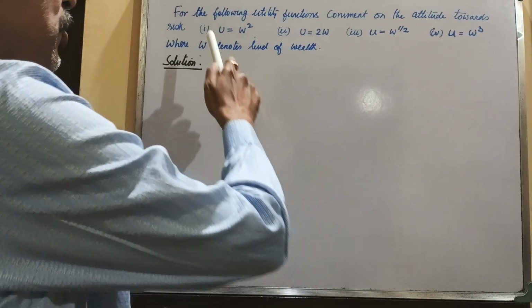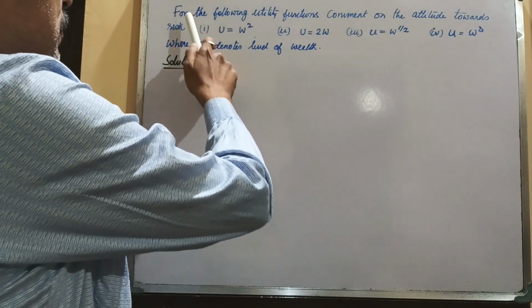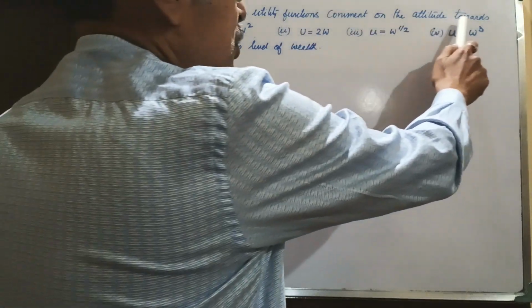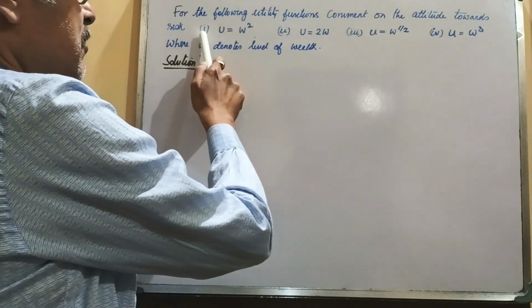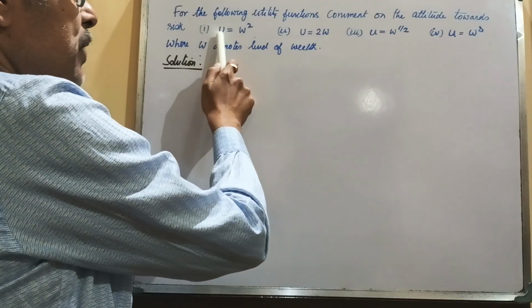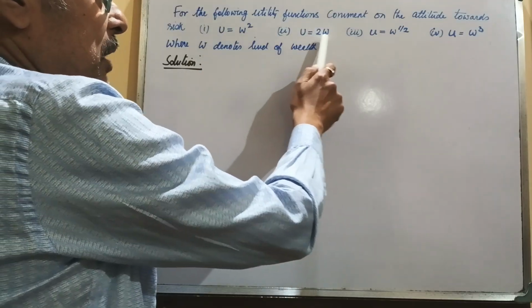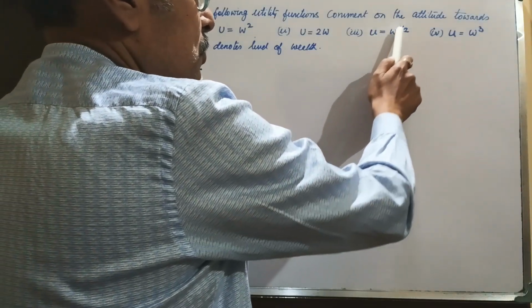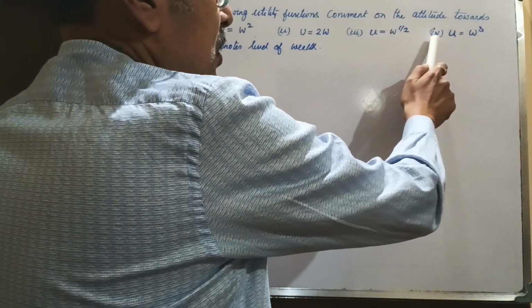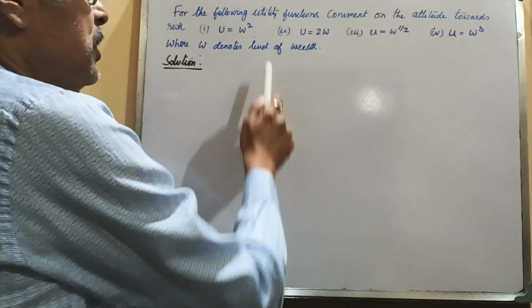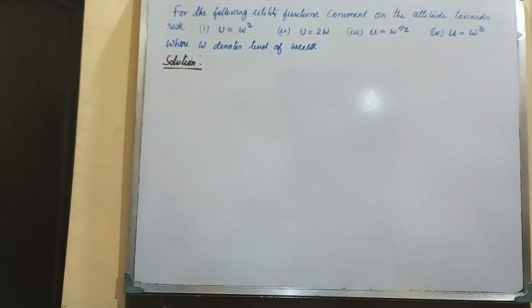Hello, in this video we want to solve this question. For the following utility functions, comment on the attitude towards risk. Part 1, u equals w square. Part 2, u equals 2w. Part 3, u equals w to the power half. And part 4, u equals w cube, where w denotes the level of wealth.